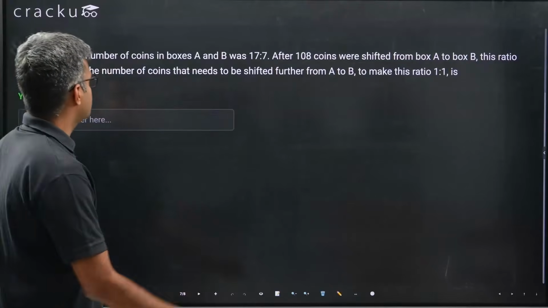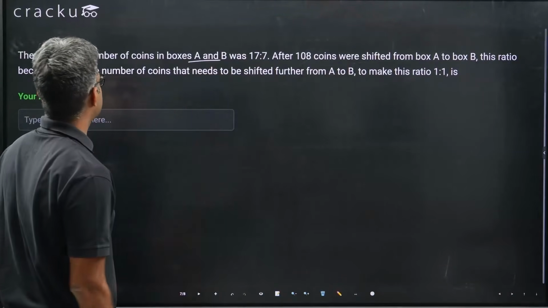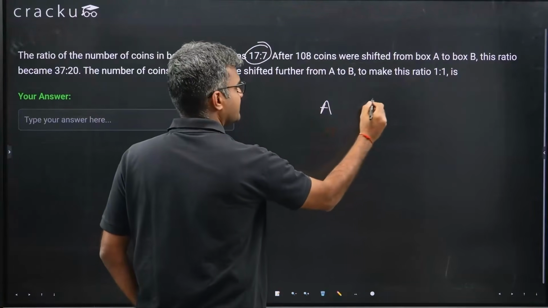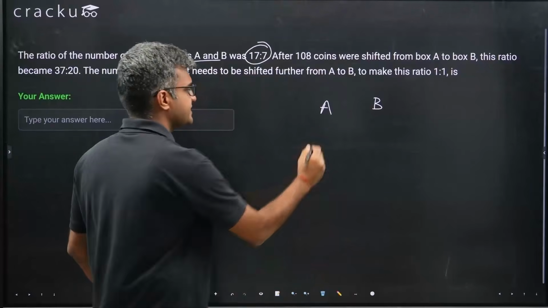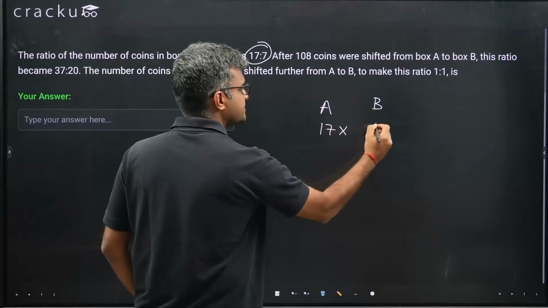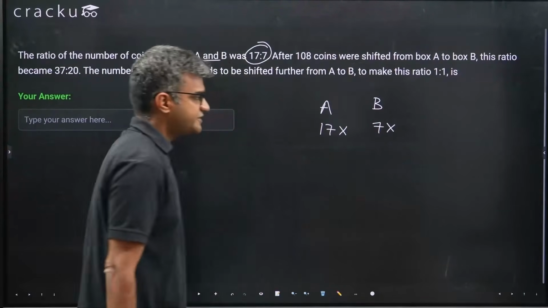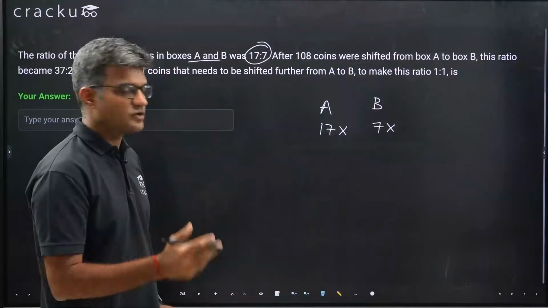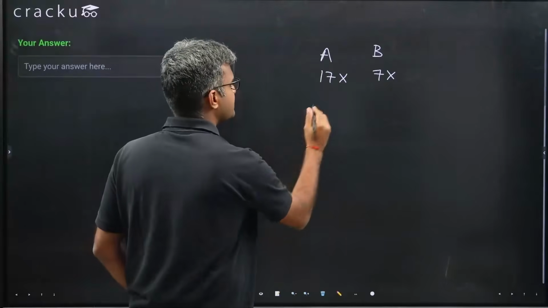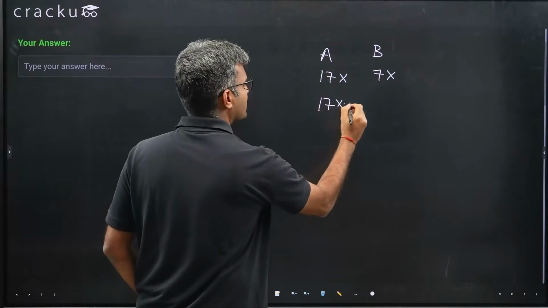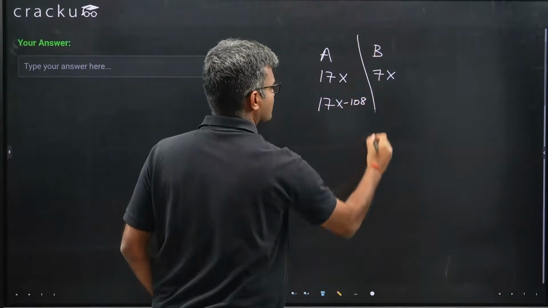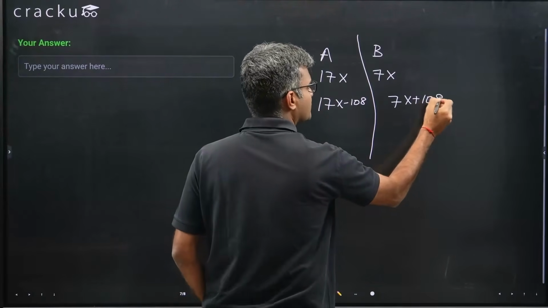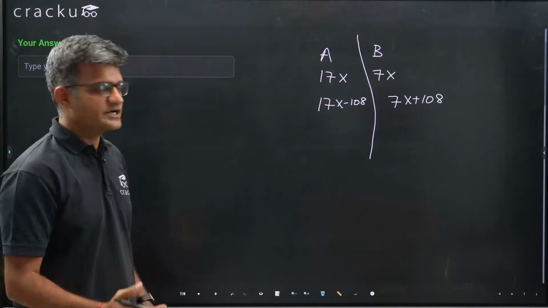In this question, we are told that there are two boxes A and B, and the ratio of the number of coins in A and B is 17:7. So if you have A and B, the initial number of coins in A is 17x, and the number of coins in B is 7x, because the ratio of the number of coins is 17:7. Now 108 coins are shifted from box A to box B. So the number of coins in box A will be 17x minus 108, and the number of coins in B will be 7x plus 108, because A has 108 coins lesser now, B has 108 coins more now.